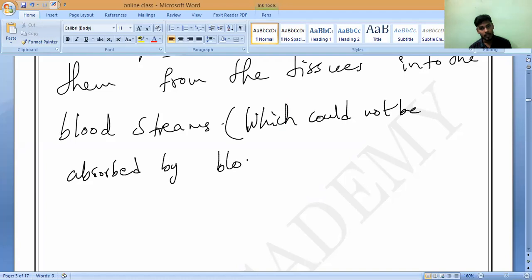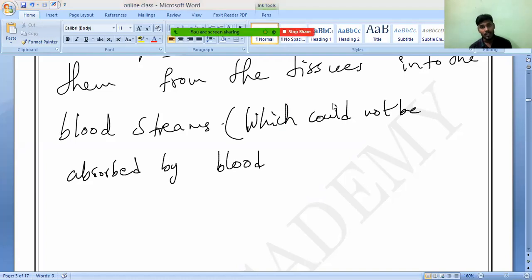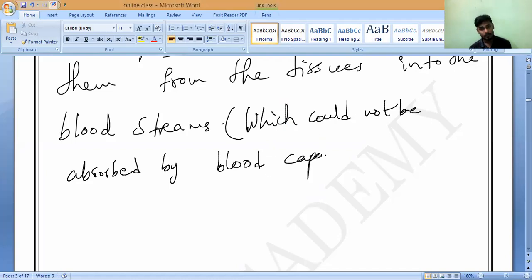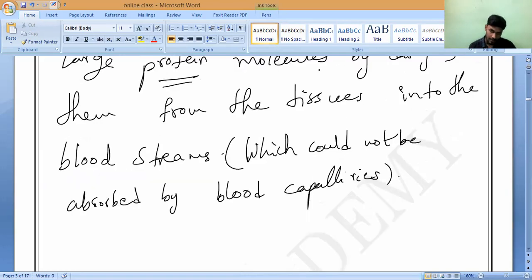Absorbed by blood capillaries. Now let me see who will say, out of 17 students, why they are unable to be absorbed by blood capillaries. Sir, because their pores are small. Is that the only reason? I can say another reason also. Why can't we say the pores are very small? Why can't I say the protein molecules are very large? Both are correct. Either I can say the pores of the blood capillaries are smaller, or I can say the protein molecules are very large in size. Both are the reason why they are unable to be absorbed by blood capillaries.